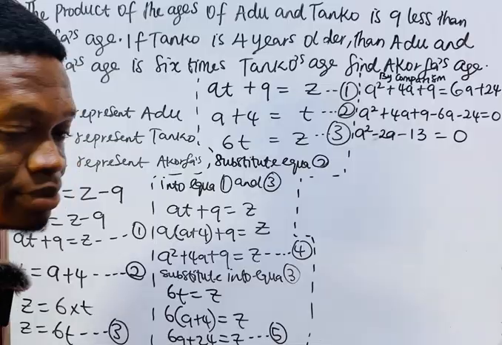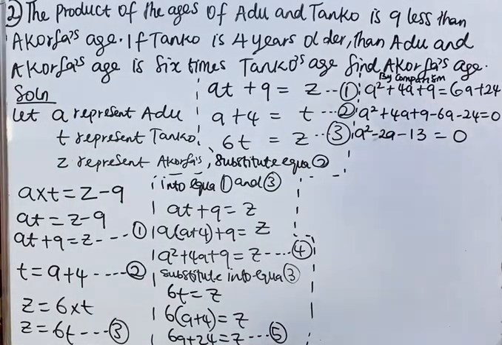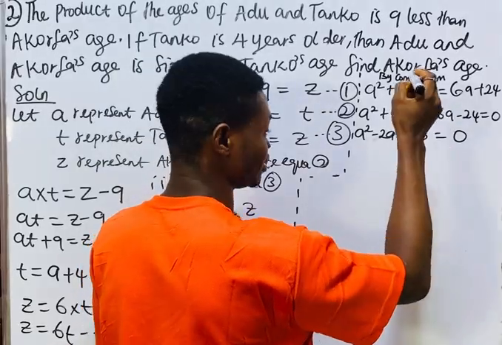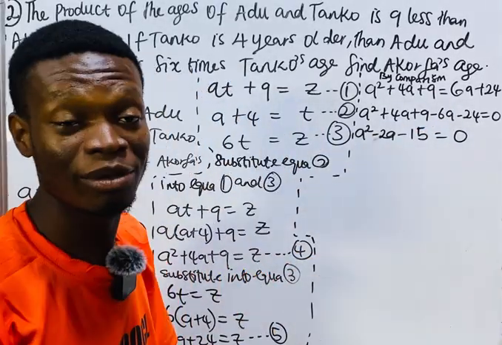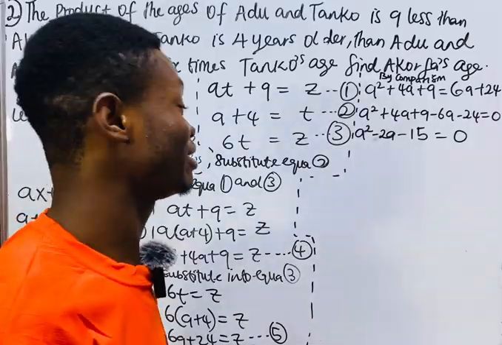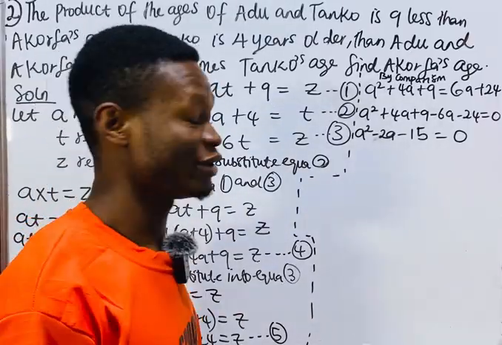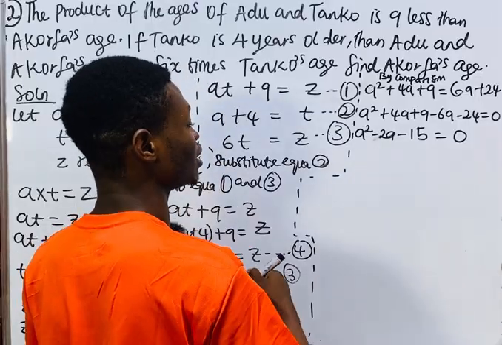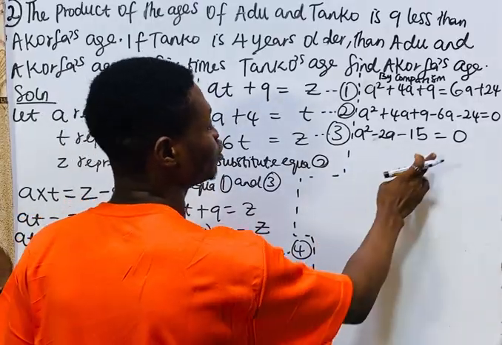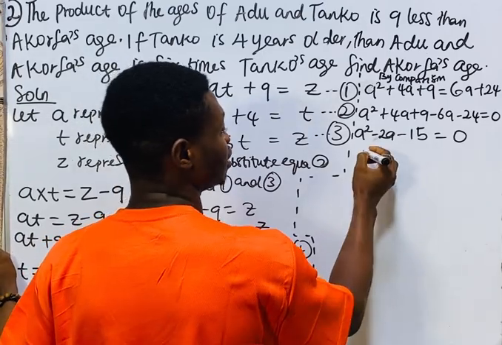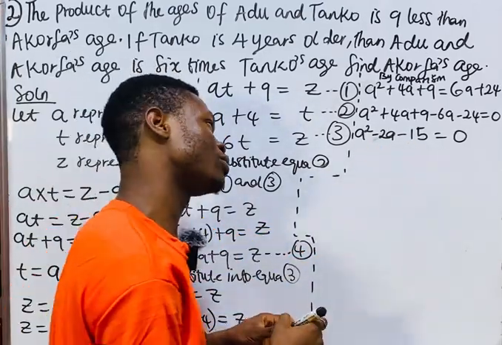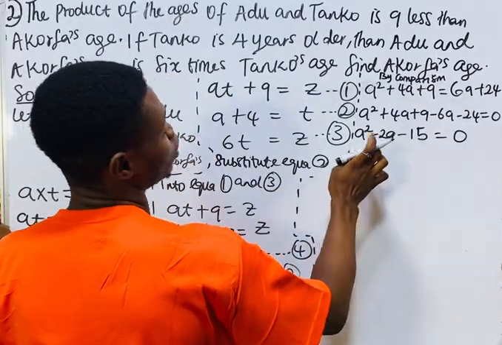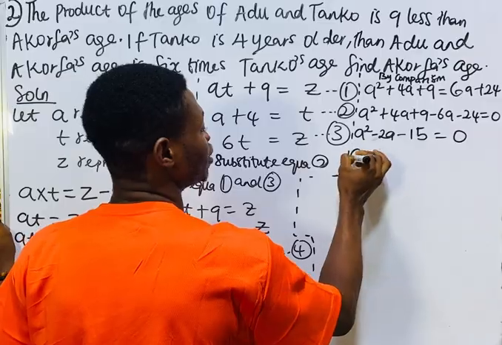Okay, sorry, this thing is 15. You see? Common subtraction. I'm making mistakes. Sorry, forgive me. So we are going to have minus 15. Let us factorize. We look for two numbers. This is already a quadratic equation. When we multiply them, we get minus 15, and when we add them, we get minus 2. So what are the two numbers?